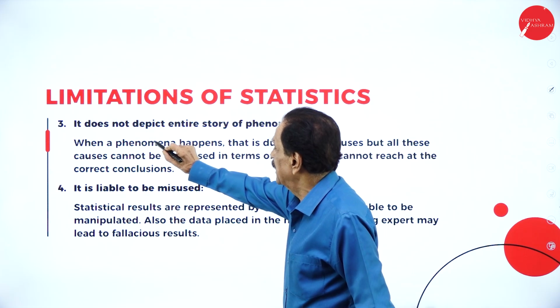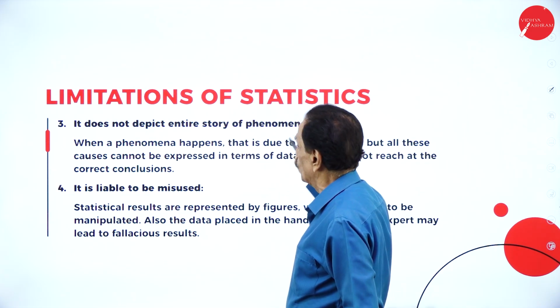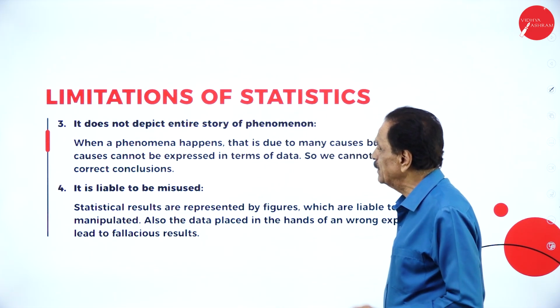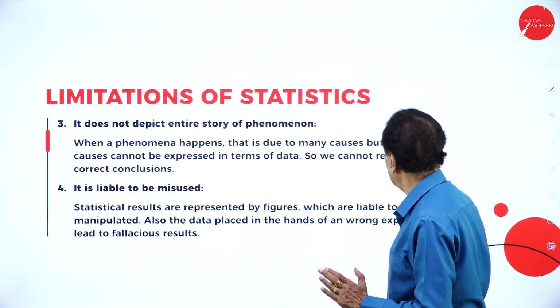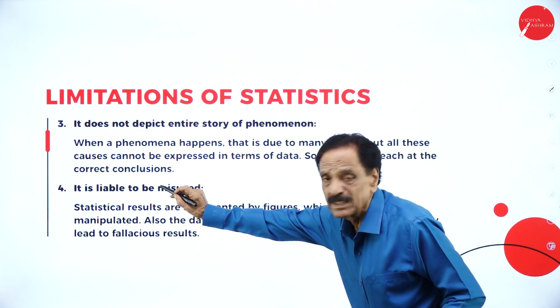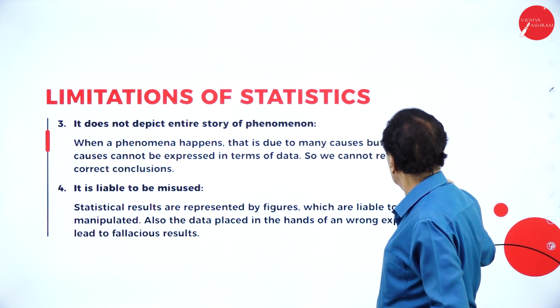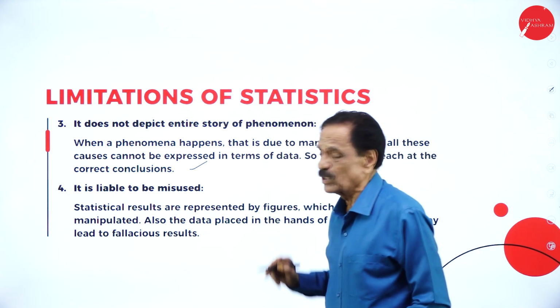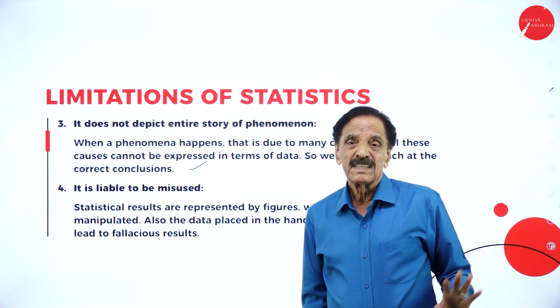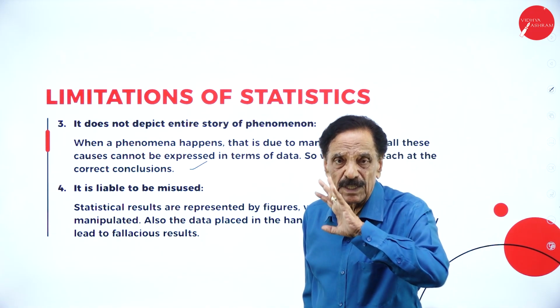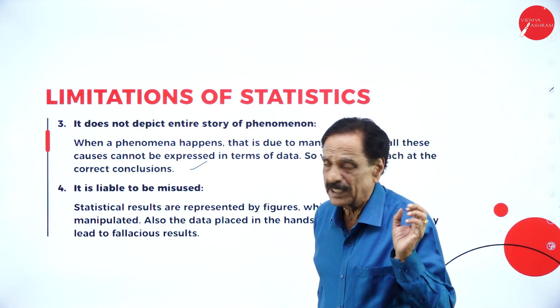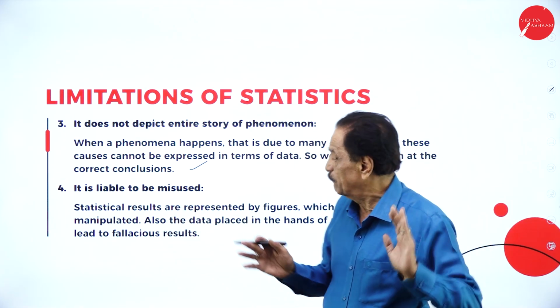Then, it does not depict the entire story of a phenomenon. When a phenomenon happens, it is due to many causes, but all these causes cannot be expressed in terms of data, so we cannot reach the correct conclusion. We cannot arrive at the correct conclusion because statistics does not give importance to the individual item. It gives the group of items.